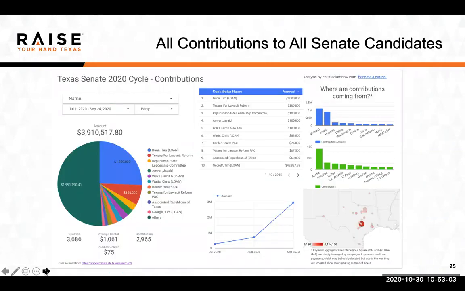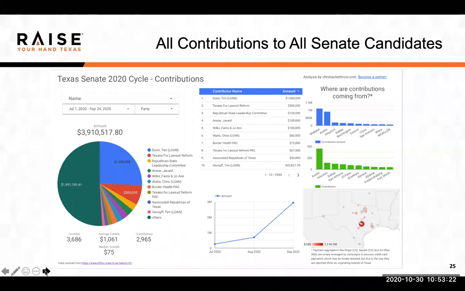So let's start with simply all contributions to all Senate candidates. Now there are two chambers in the Texas legislature, the Senate and the House. The Senate has fewer members, the House has a lot of members.